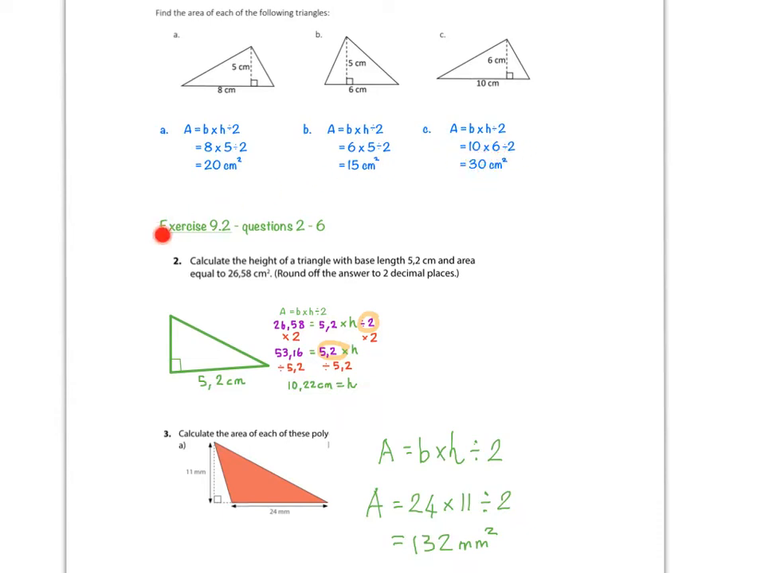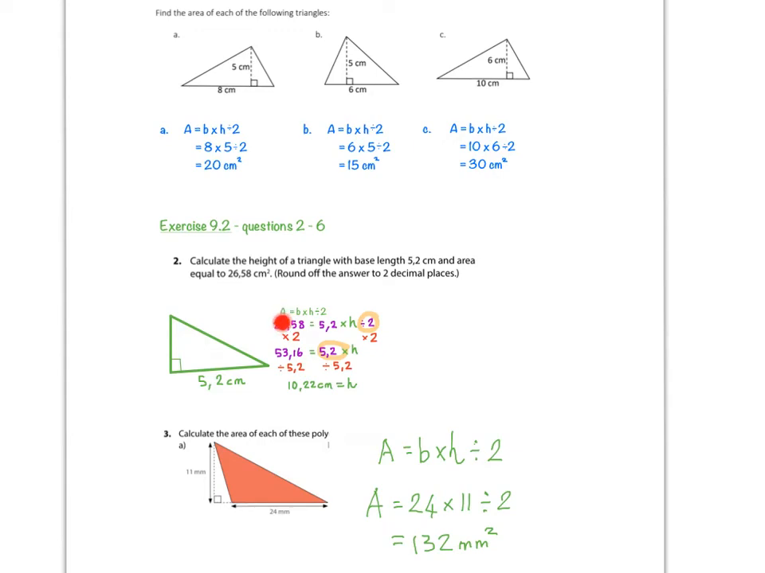So the very first question I asked you to do in exercise 9.2 throws the question backwards at you, the same way we looked at the questions yesterday, where they give you the area this time, and now they ask you to find one of the dimensions. Here they're asking you for the height of this triangle. They give you that the base of it is 5.2 centimeters. The only way to work out the missing side, which is its height, is to fill all the information you do know into the area formula.